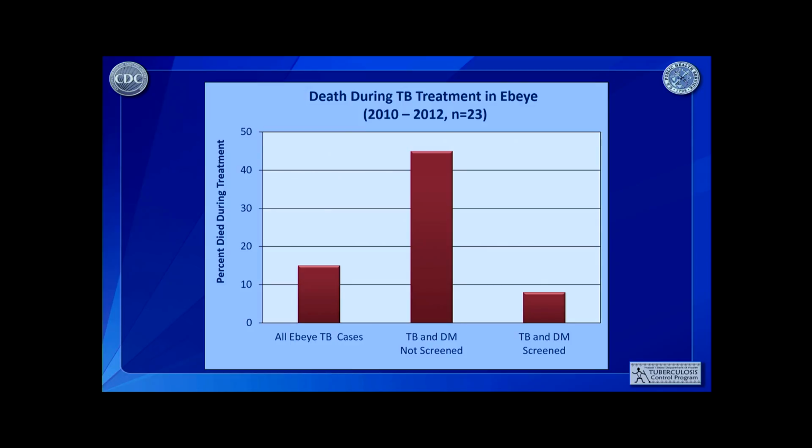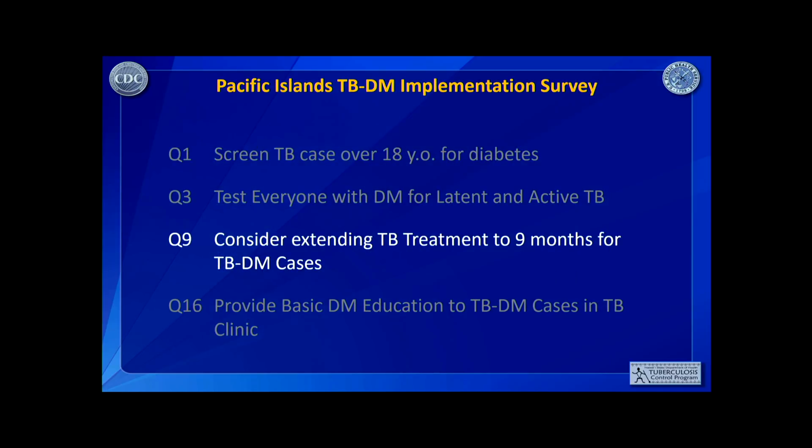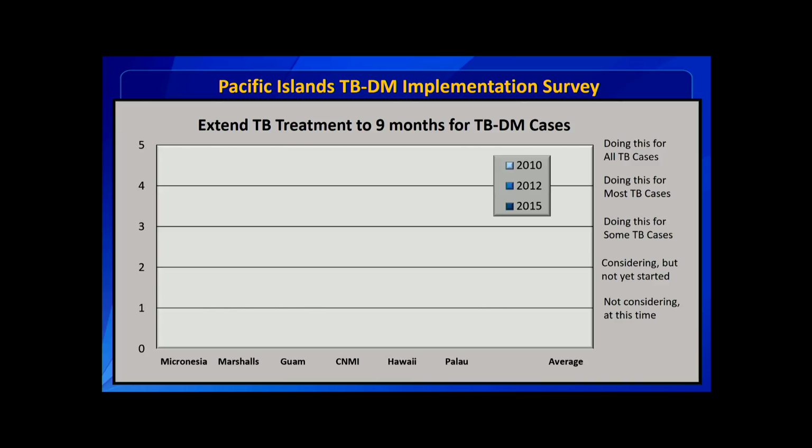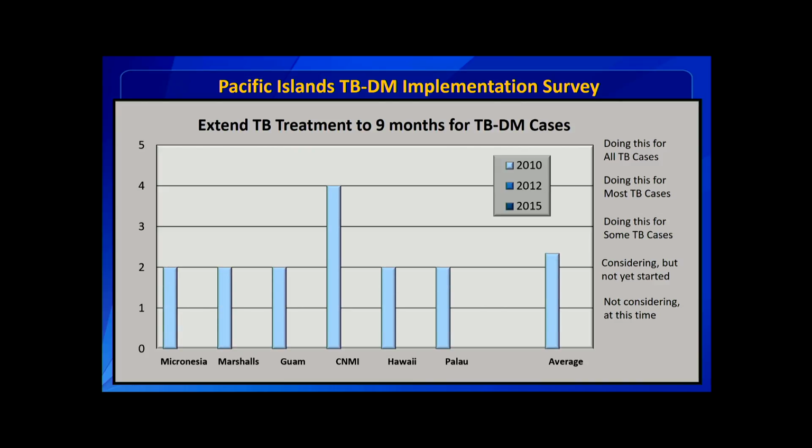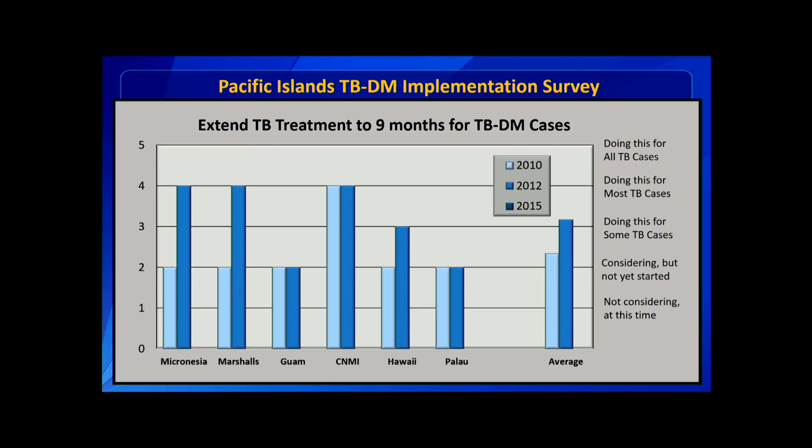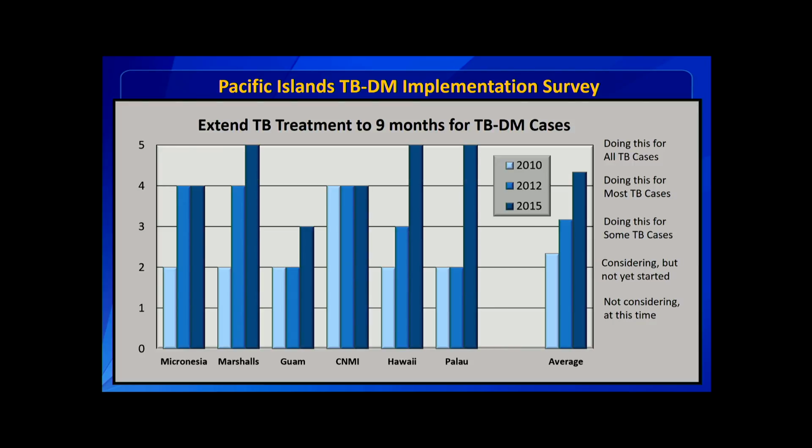So that early diagnosis made a huge difference for these fragile patients, and is another good reason to attempt to do screening when you can, if there's enough cases and your epidemiology supports it. The third indicator was to consider extending treatment to 9 months. You can see this wasn't done in very many places other than CNMI, but recently the interest in treating longer has gone up, and at this point most patients are being treated for 9 months if they have diabetes.